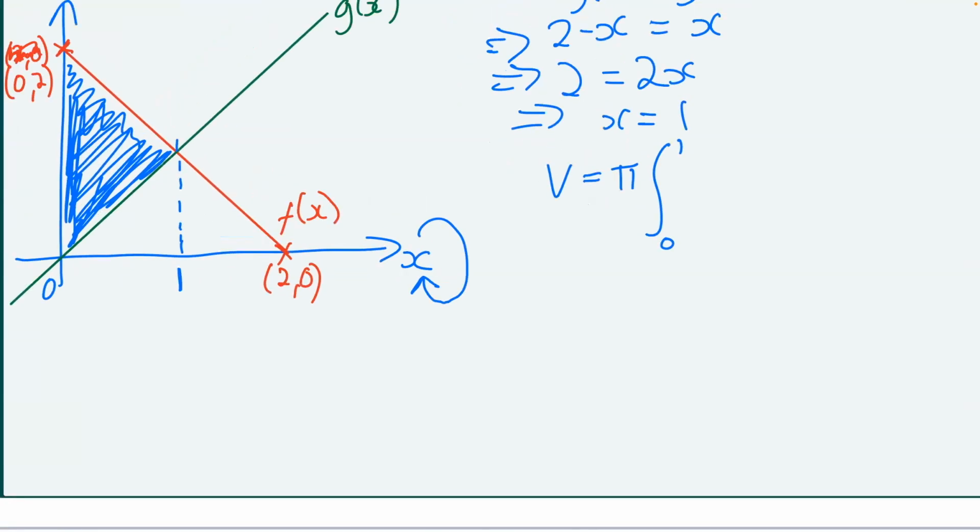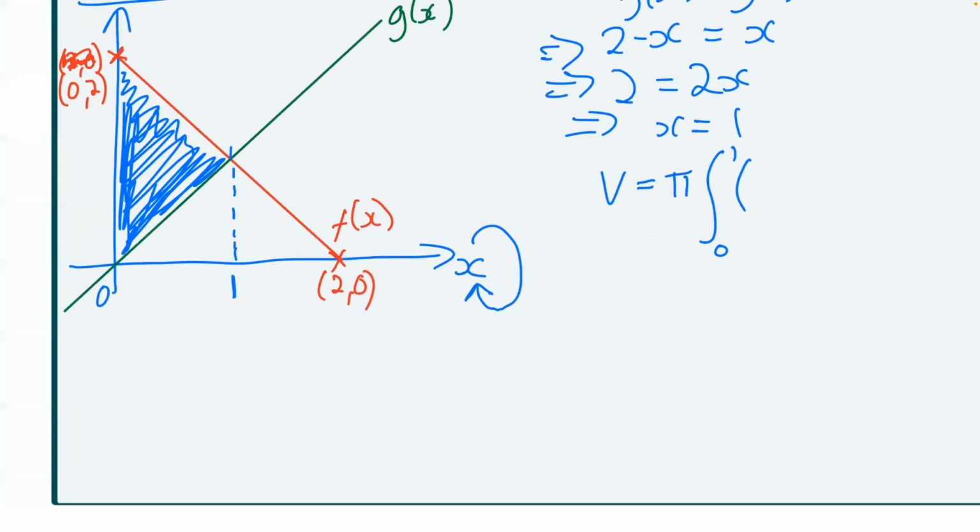And then what we're doing is we're thinking about lots of little disks or washers that are created as we move along the x direction. We can think about the area of each of those washers as being pi r squared.